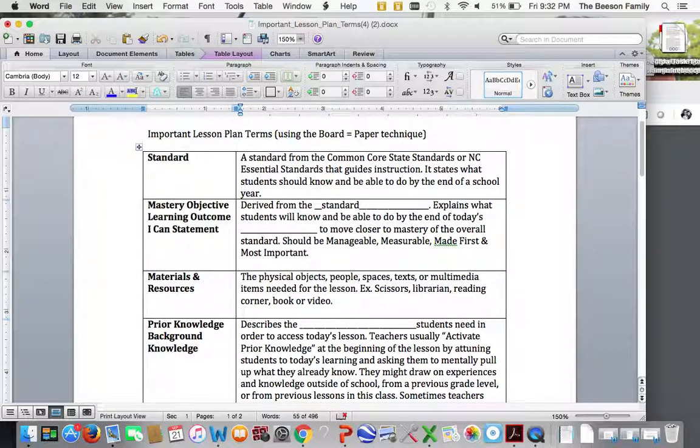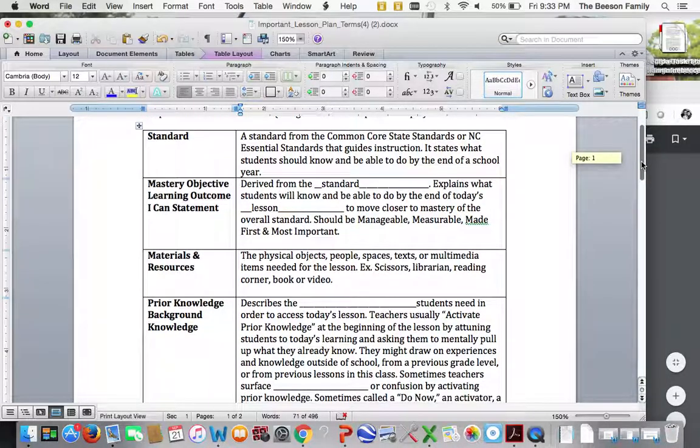So the standard's larger, and we're going to pull it out of there. It explains what the student should be able to know and do by the end of today's lesson. To move closer to mastery of the overall standard, it should be manageable, measurable, made first, and most important. So that's those 4 M's that Lemov talks about. Sometimes you'll see it as an I can statement, especially in schools. You also refer to it as a learning outcome. But the idea is this is what I want my students to be able to know and do by the end of my lesson.